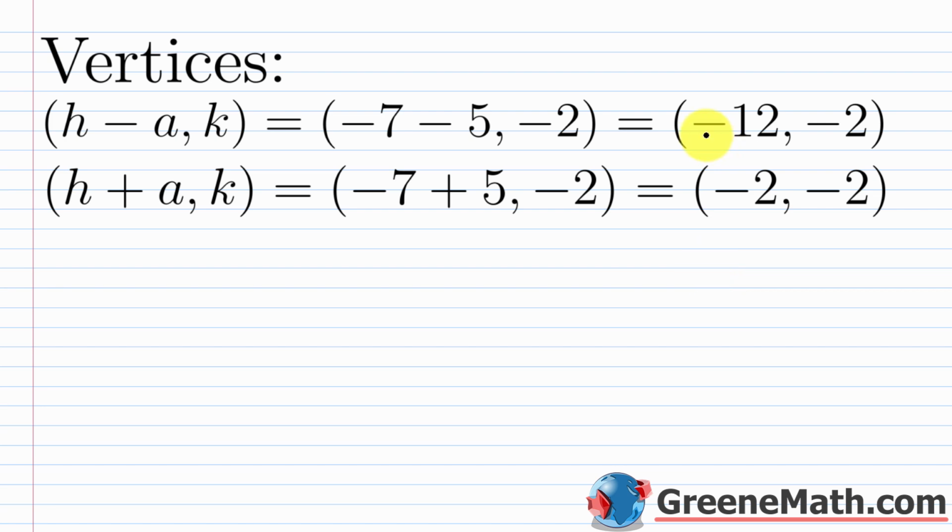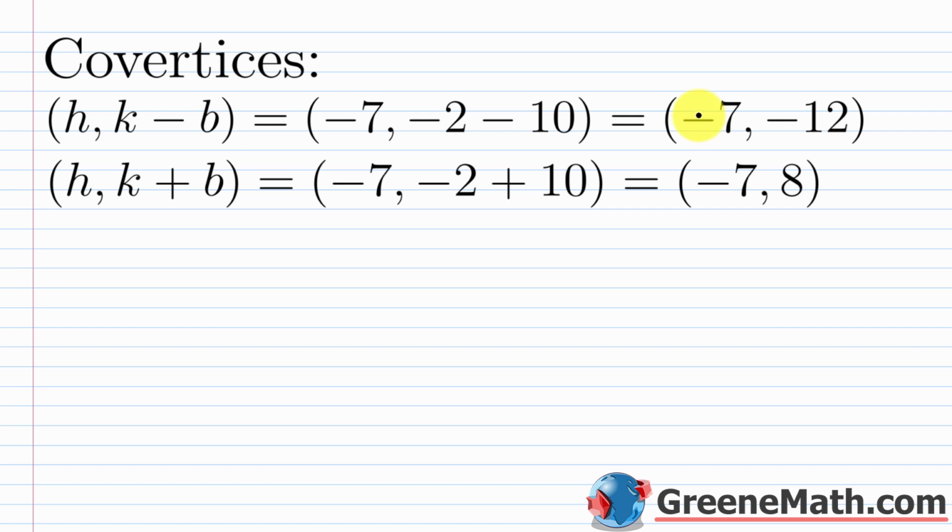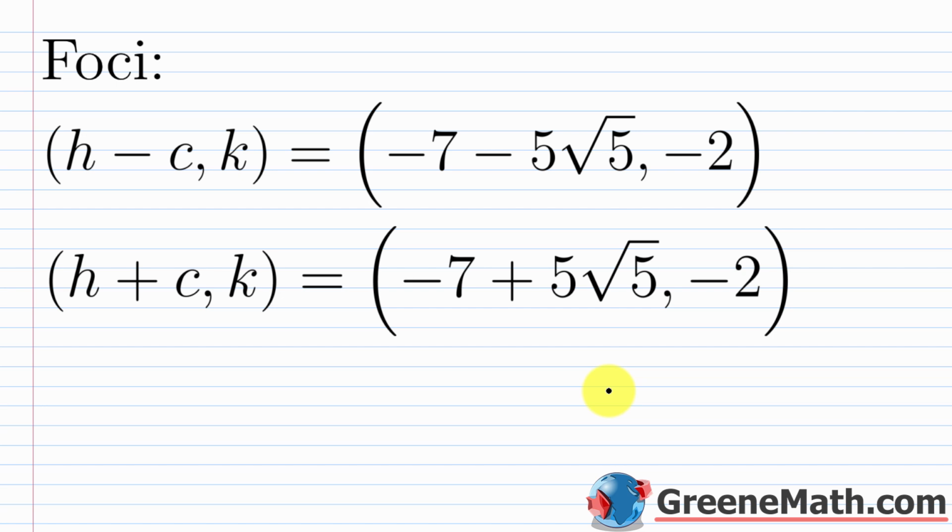So for the vertices, you're going to get negative 12 comma negative 2, and then negative 2 comma negative 2. For the co-vertices, you're going to get negative 7 comma negative 12. And then negative 7 comma 8. And then for the foci, you have negative 7 minus 5 times square root of 5, comma negative 2, and then negative 7 plus 5 times square root of 5, comma negative 2.